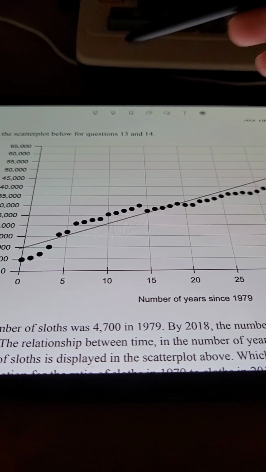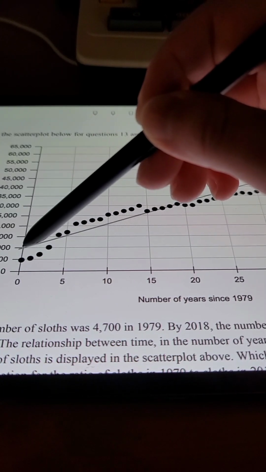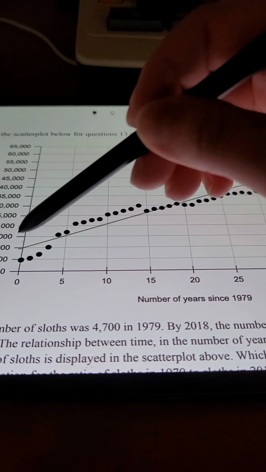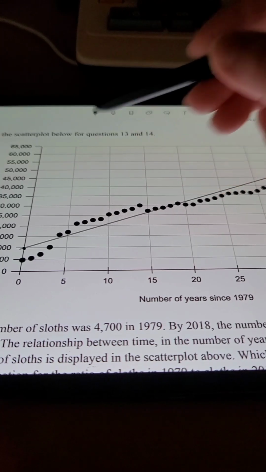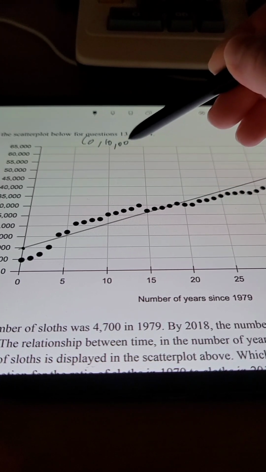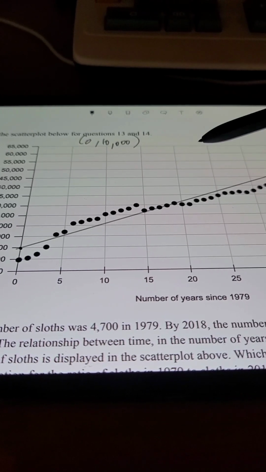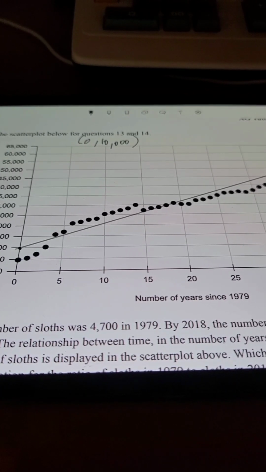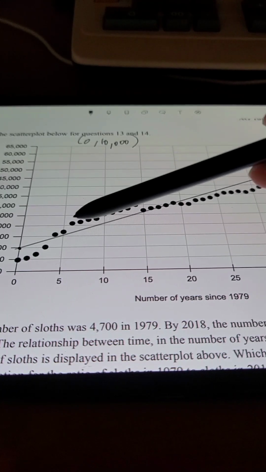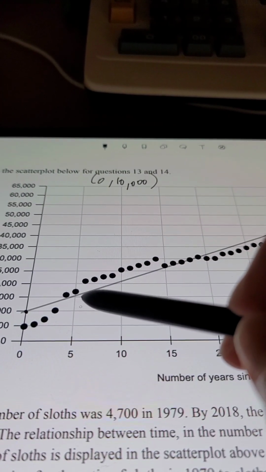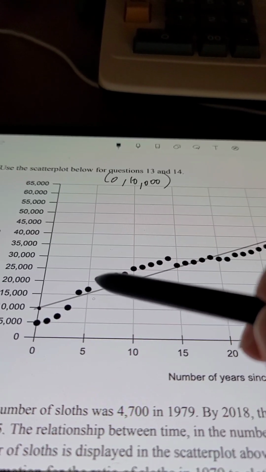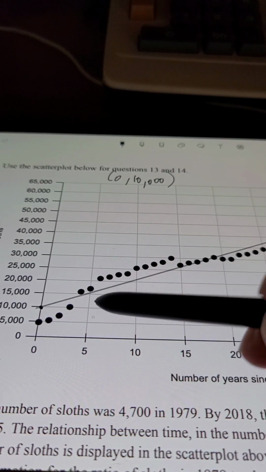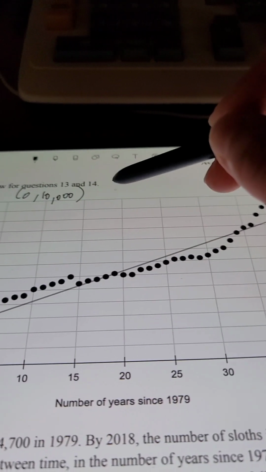I would just pick 2 easy values. For instance, it's real easy to say it crosses the y-axis right here. So you could say you have the point 0, 10,000 as one of the points for your slope. Then I would look for another pretty easy point to determine the slope. I would say this one's pretty easy. If you look really close, it's a little bit above exactly at the corner, but it's pretty close. I would say that's an easy one to do, like 5, about 15,000.